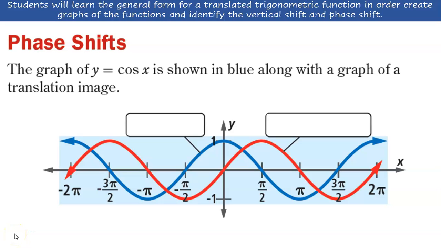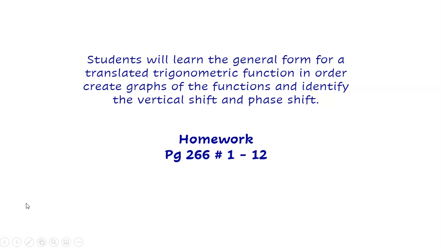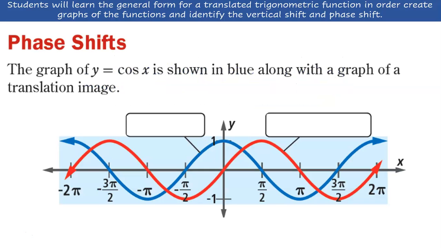Okay, so today our objective is to look at phase shifts and vertical shifts in the general form for a translated trigonometric function, in order to create graphs of the functions and identify vertical shift and phase shift. So last class we talked about using period and amplitude. This class we're going to take our graph and slide it left and right. Last time we stretched it, this time we're going to shake it left and right.